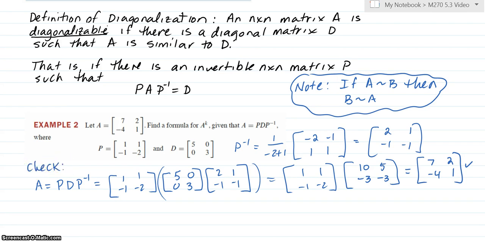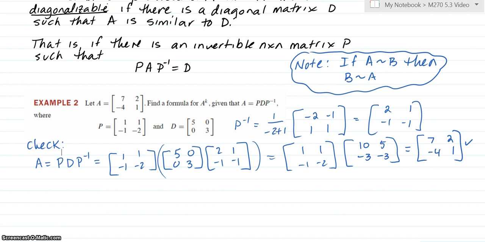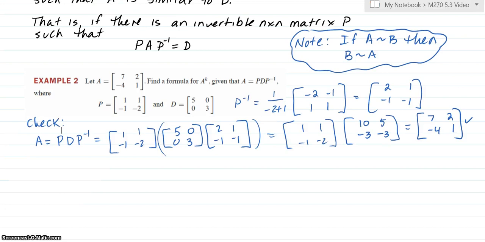What they actually asked us to do is find a formula for A sub k. And it turns out, just as the diagonal matrix was easy to find a formula for, matrices similar to a diagonal matrix are also easy to find a formula for. So let's look at that. Let's just start with A squared. And I'm going to use this fact.